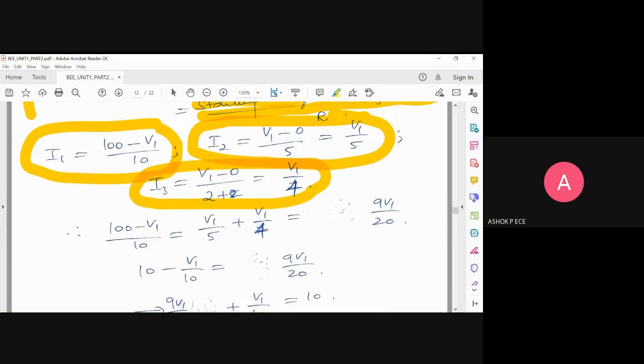In the process, those who are having doubts in KCL, you can ask me. If you are not clear on how to find the node, or how to write the equation, please get it clarified now itself, because the same KVL and KCL we are going to apply for all the problems. Don't hesitate to ask doubts.